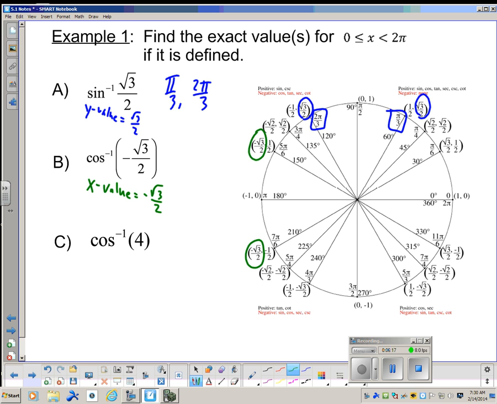What are those angles? 5 pi over 6 and 7 pi over 6. 5 pi over 6, 7 pi over 6. And then our other one here, we've got inverse cosine there.